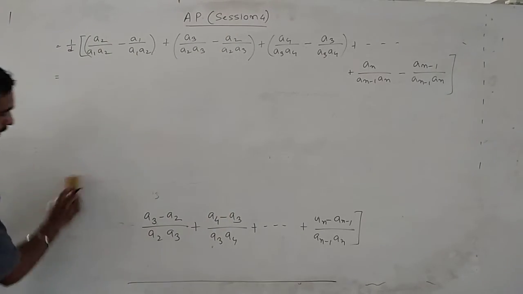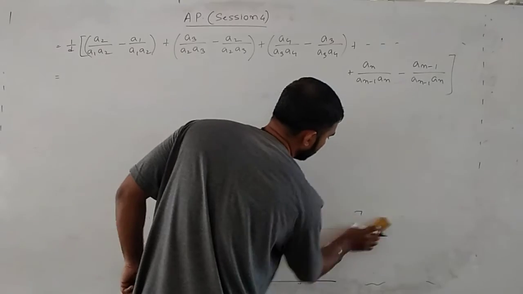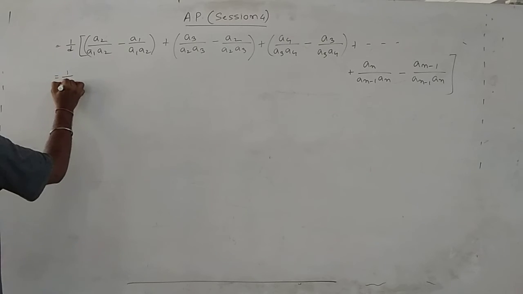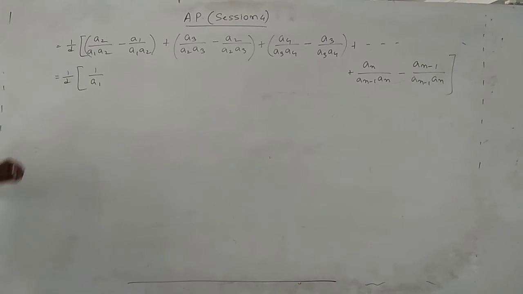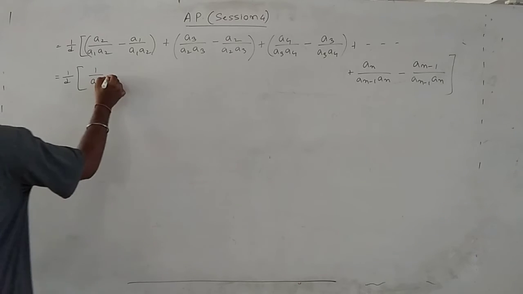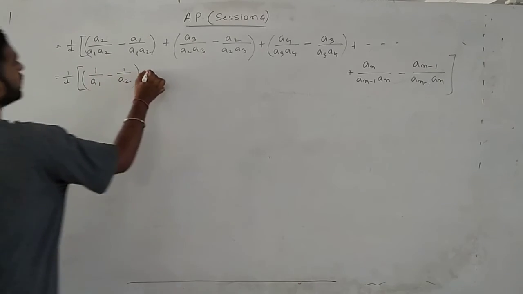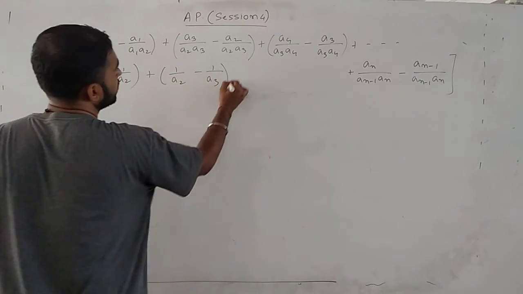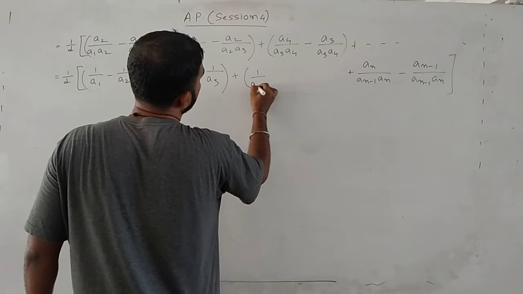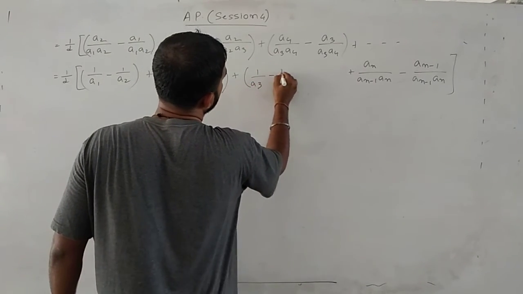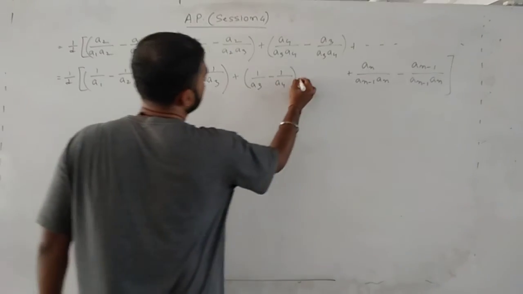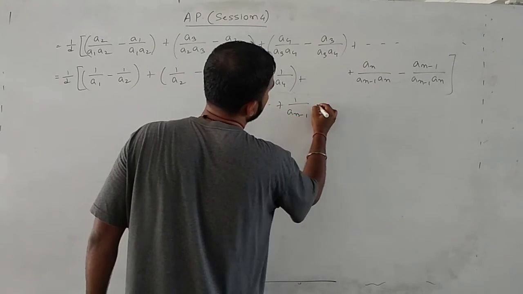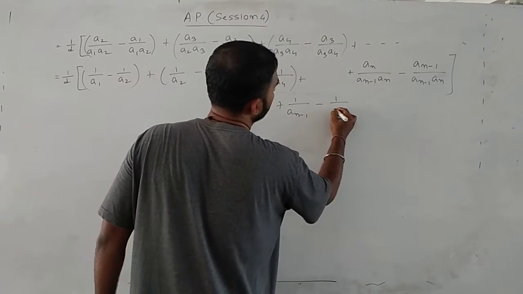Then next we see what happened. In the first, second, third, one term in both the numerator and denominator will be cancelled. Here a2 cancels, so it becomes 1 by a1. Then here a1 cancels, it becomes minus 1 by a2. In the second one, a3 cancels, it becomes 1 by a2 minus 1 by a3 plus 1 by a3 minus 1 by a4 plus 1 by a n minus 1 minus 1 by a n.